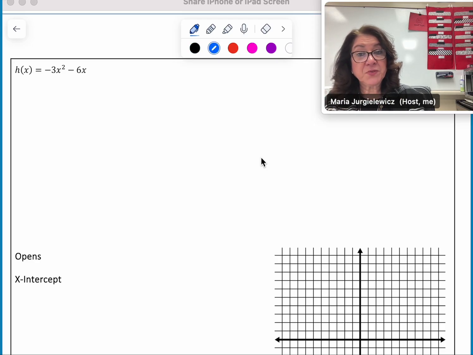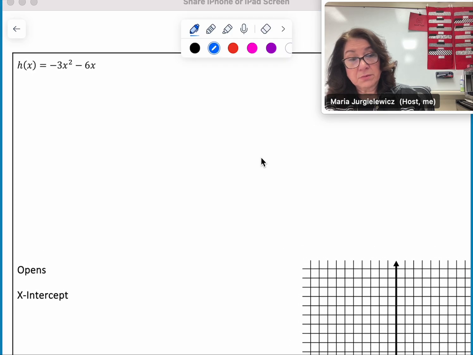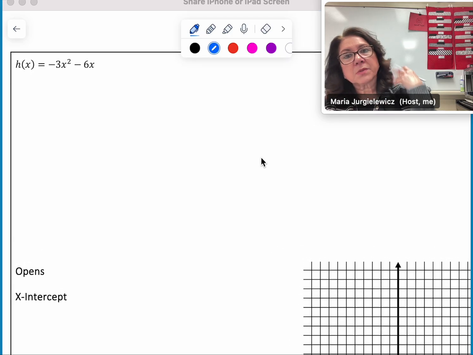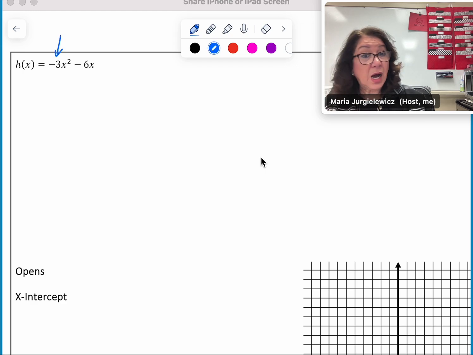Okay, h of x is equal to negative 3x squared minus 6. It is not factored. I need to factor it so I can find the vertex, and I can find the solutions, the x-intercepts. Okay, so once again, I need a positive in front of the x squared. I don't have a positive there. So I know that whatever I'm factoring out has to be a negative value.